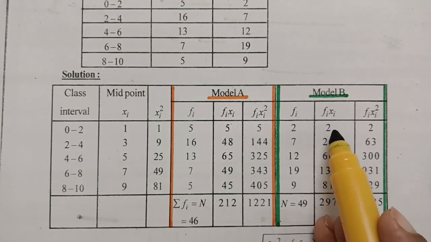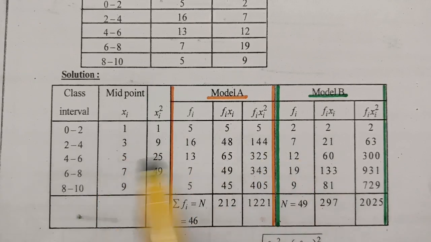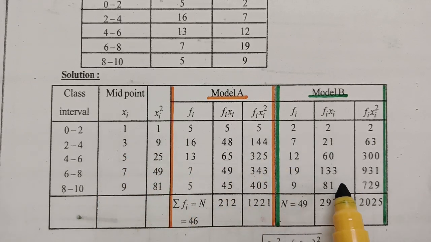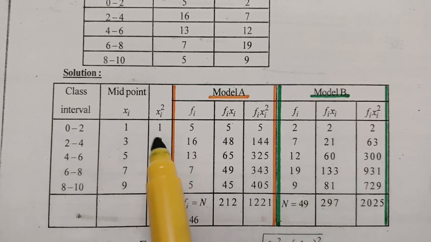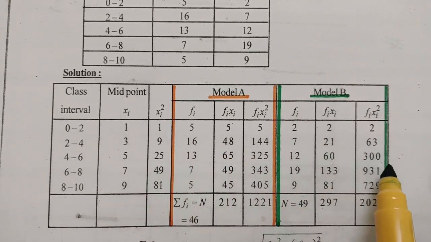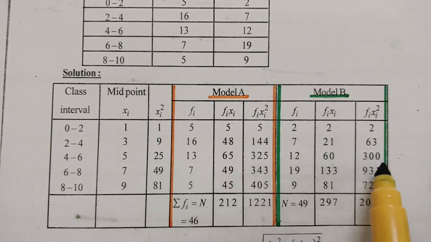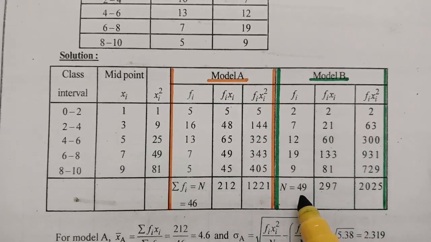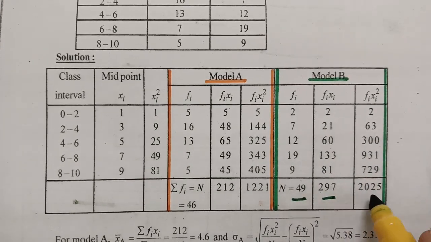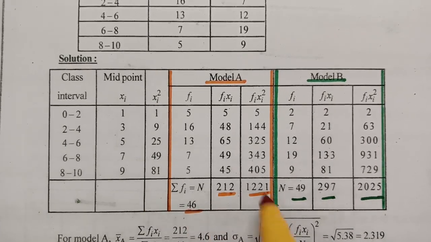And xi, so what is xi here? 1, 3, 5, 7, 9. So if you multiply these two, this will be the column. If you multiply with the squares, that is 1 into 2, and 9 into 21, this is 63. And next one here, 25 into 60, this is 300. So these are the columns. These are for model B refrigerators, and these are all the values for model A refrigerators.